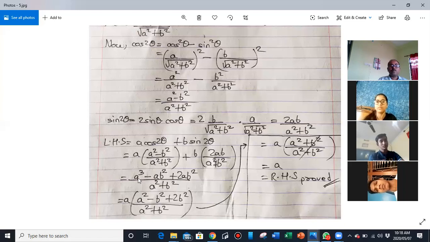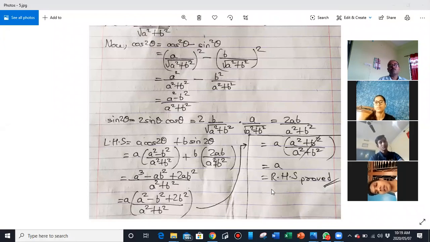Now from the numerator, see, a is in every term, so take a common. It will be a square minus b square plus 2b square. So minus b square and plus 2b square will become a square plus b square. Is it? A square plus b square, and a square plus b square cancelled. What is left? A. So this was to be proved.